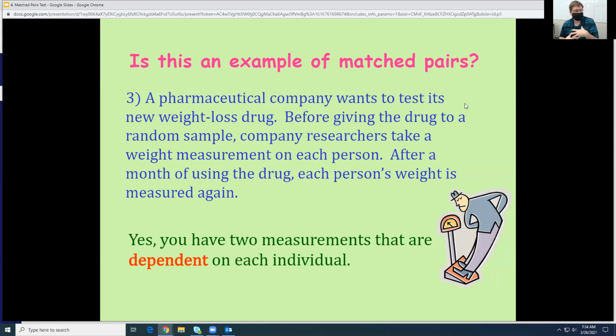So if Mr. G does this experiment, my initial weight is going to cause my second weight measurement to be whatever it is. It's dependent on what my first one is. And same for everybody else who's going to do this test. So there's a certain dependency in this experiment. That's why it's highlighted in red there on your screen again. Something has to be dependent on something for matched pairs to be considered to be the type of experiment.